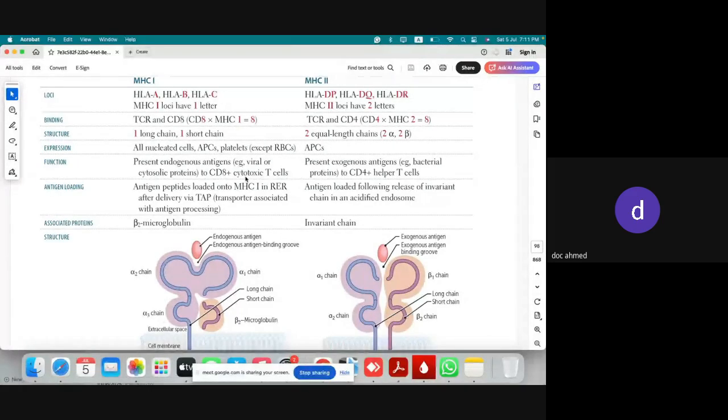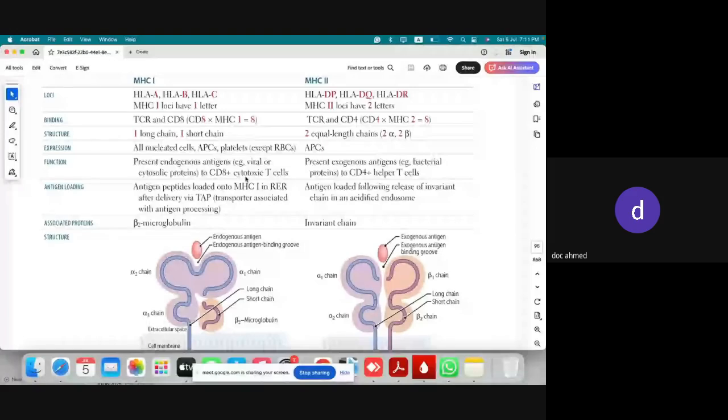Okay. While in the case of MHC2, we know MHC2 are present on antigen presenting cells. What can be your antigen presenting cells? B cells can be your antigen presenting cells. Macrophages can be your antigen presenting cells. The dendritic cells can be your antigen presenting cells. The Langerhans cells can be your antigen presenting cells.